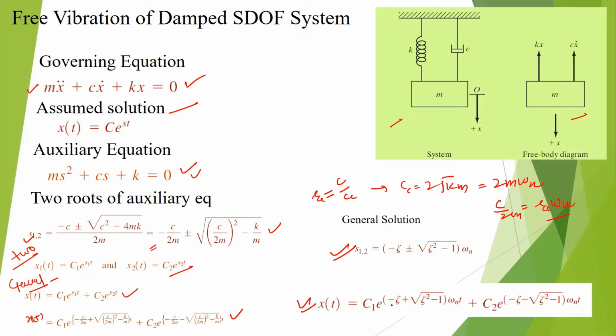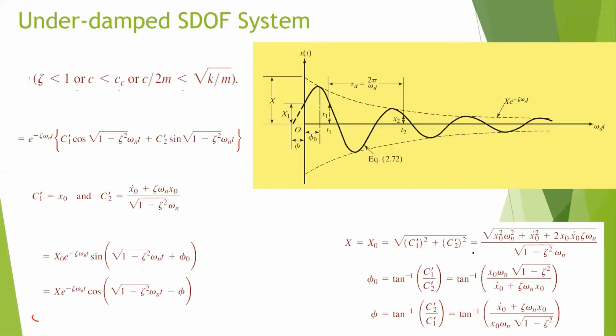x(t) is equal to C1 e raised to the power S1, and C2 e raised to the power S2, in terms of zeta. Now we discussed the underdamped system where zeta is less than 1, meaning Cc is greater than C, and C by 2m is less than square root of K by m.